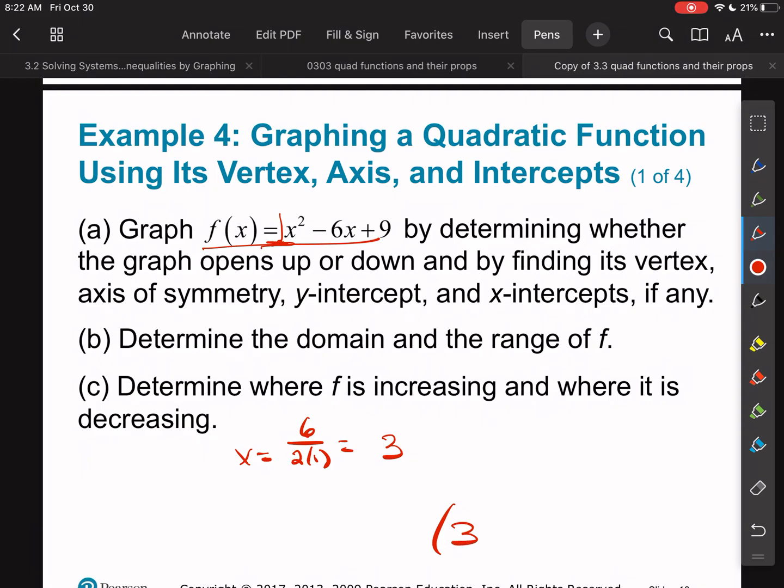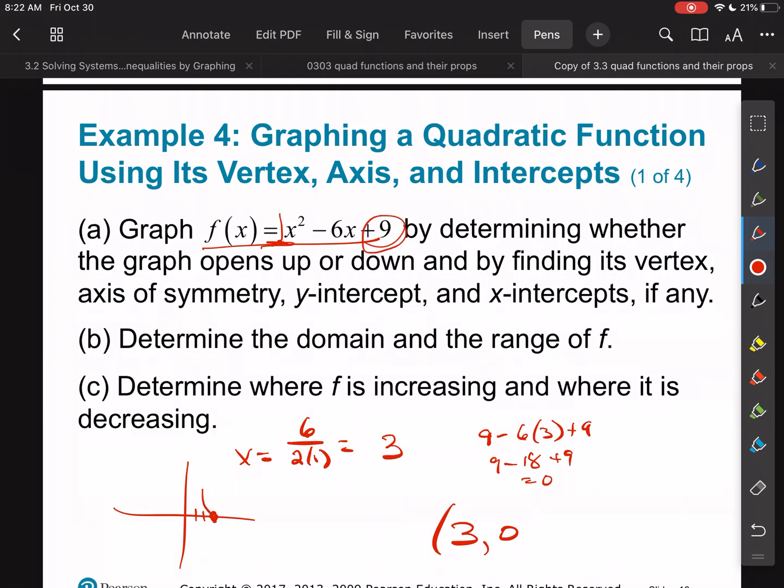Now I have to plug it back in to see exactly where it happens on the y. So 3 squared is 9, minus 6 times 3, plus 9. 6 times 3 is 18, so 9 minus 18 is -9, and -9 plus 9 is 0. So this is equal to 0, and at (3, 0) we have a vertex. That's interesting. At (3, 0) there's a vertex, and I know it opens up.